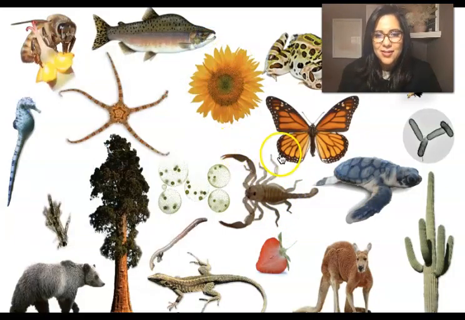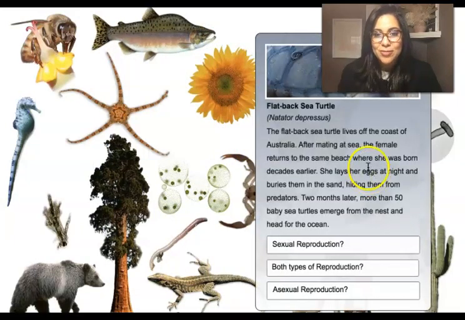Oh, sea turtles, I love them. So, the flatback sea turtle. The flatback sea turtle lives off the coast of Australia. After mating at sea, the female returns to the same beach where she was born decades earlier. She lays her eggs at night and buries them in the sand, hiding them from predators. Two months later, more than 50 baby sea turtles emerge from the nest and head for the ocean.